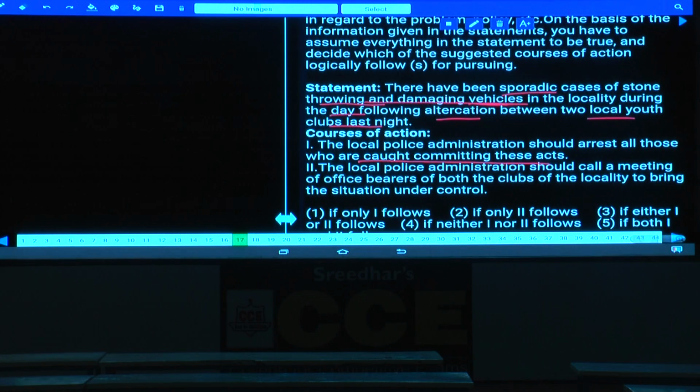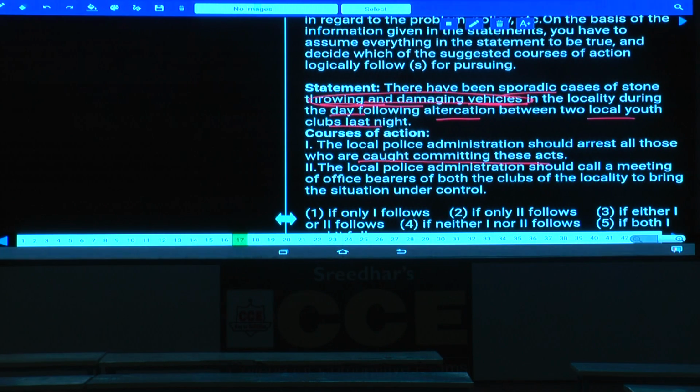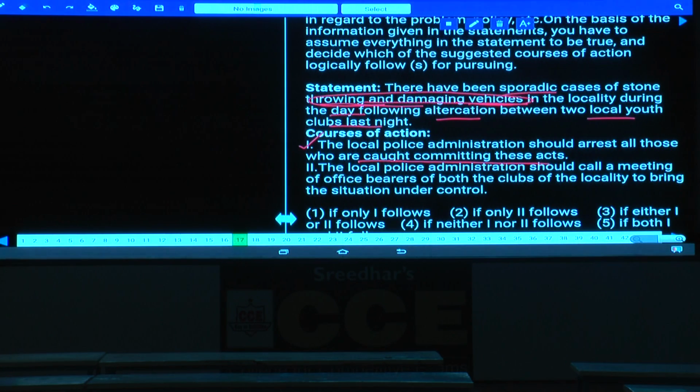This stone throwing and damaging vehicles should be controlled. Law and order should be controlled here. Now, by implementing the first one, can they control the law and order or not? Then the second one. What is the second here? The local police administration should call a meeting of office bearers of both clubs of the locality to bring the situation under control. By doing so, these persons will also be involved, and then this can be controlled.